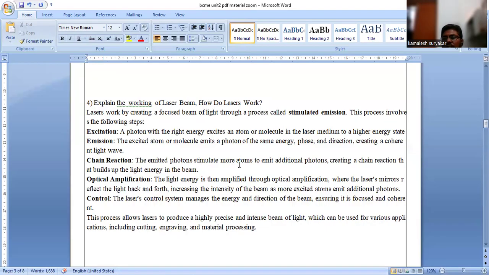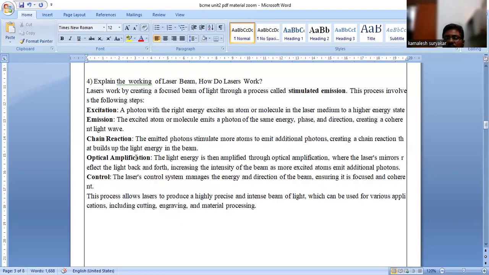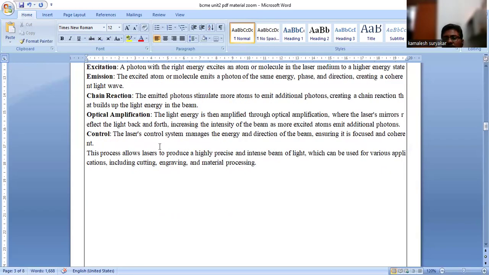The emitted photons stimulate more atoms. More and more photons are coming from the atoms, and they are reflecting towards one direction only. So optical amplification: the light energy is amplified through optical amplification only. Amplified means it is double, triple, 10 times, 100 times, and it is focused, increasing. So control the laser beams.